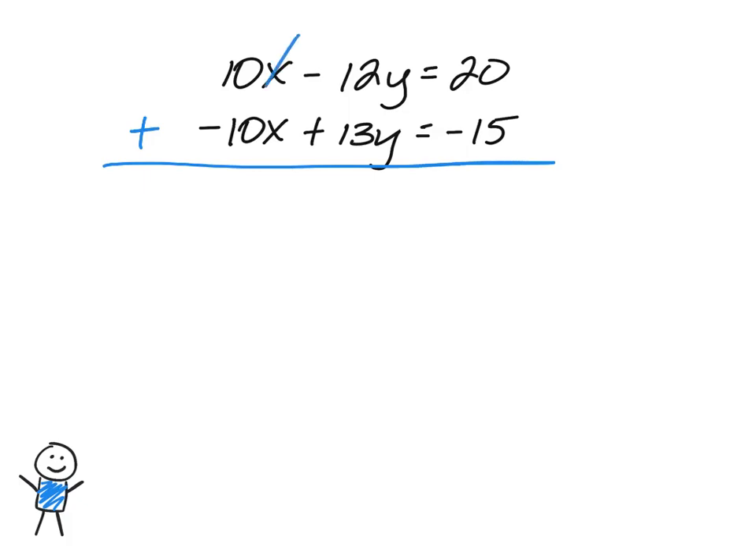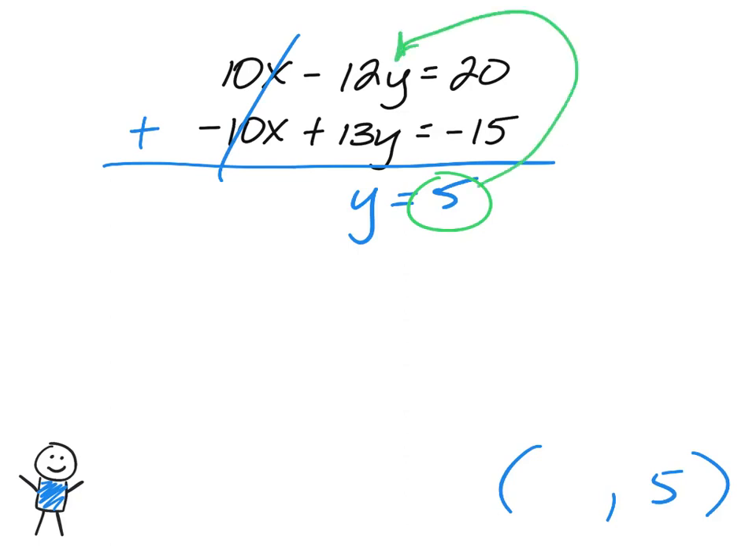10x plus a negative 10x would eliminate. Negative 12y plus 13y is 1y, or just y. 20 plus a negative 15 is the same thing as saying 20 minus 15, which is 5. Well, there's half my answer. Don't forget to take the y value, plug it in for y into one of your original equations, and then solve it for the x value.